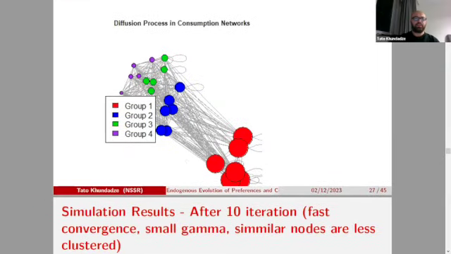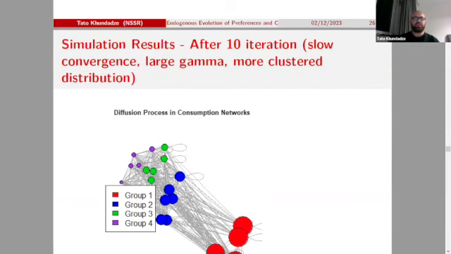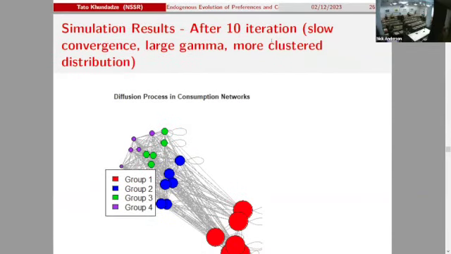So I also have the diffusion process and consumption networks to consider.